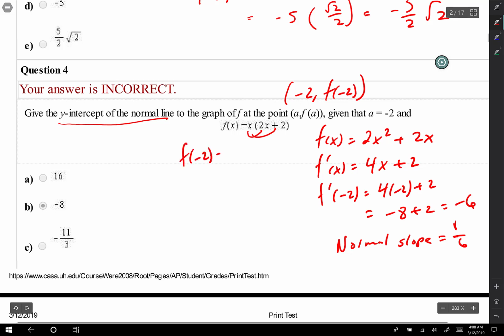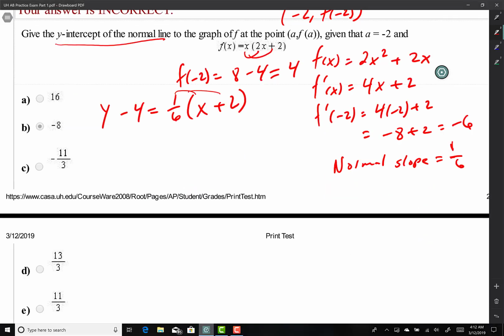f of -2 equals -2 squared is 4. 4 times 2 is 8. And 2 times -2 is -4. So that gives you 4. So let's see, I'm going to write my tangent line equation here. So I'm going to write y minus 4 equals 1/6 times (x plus 2). Distribute.